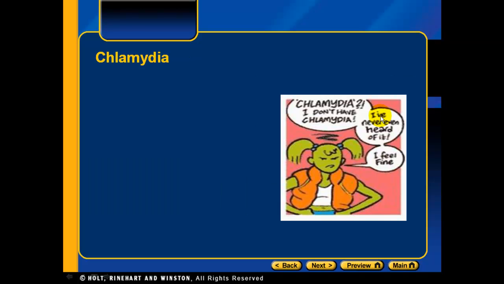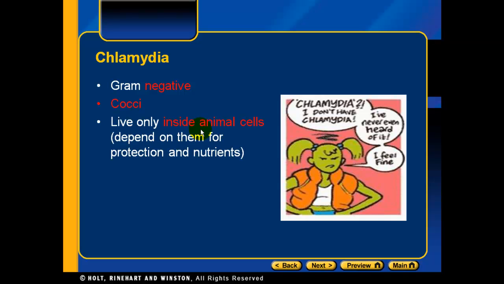And notice the cartoon that says, I don't have chlamydia. What's chlamydia? I've never even heard of it. I feel fine. But in reality, she might have it because a lot of people who get chlamydia, the sexually transmitted chlamydia, don't even know it. Chlamydia is gram-negative and it is cocci, or they live only inside animal cells. They depend on animal cells for protection and nutrients.